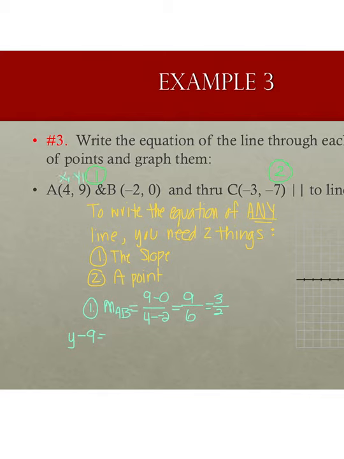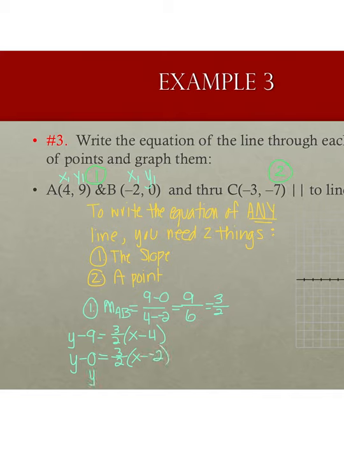Y minus 9 equals the slope that I just found, 3/2, x minus 4. But now, who's to say that A is x1, y1? Who made that decision? What if instead I thought, well, no, I want this to be x1, y1? There's absolutely nothing wrong with that. If I use the second point as x1, y1, I'm going to get y minus 0 equals 3/2, the slope that I just found, x minus negative 2.